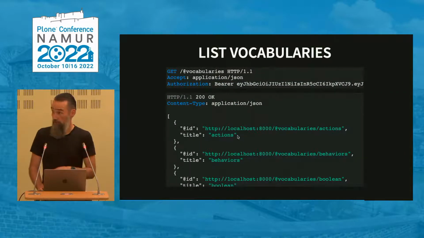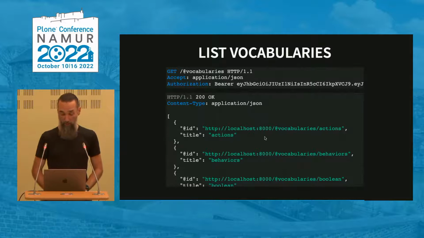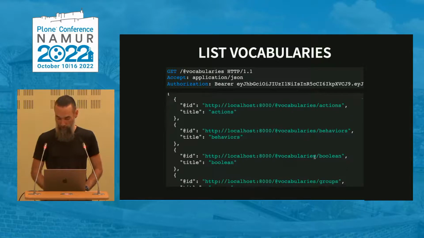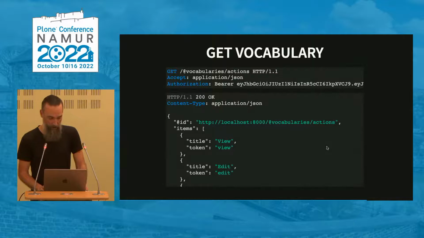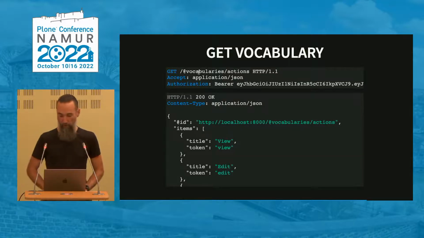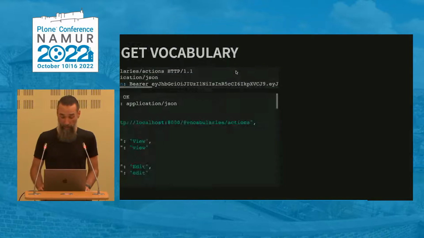And you can list them. You can get all the vocabularies, both the ones which you use as JavaScript functions, or in this case the profile-based ones, and they're just returned here. And if you want to get one specific vocabulary, same as in Plone, you just go to the URL, vocabularies/actions in this case, and then you will get the data there.